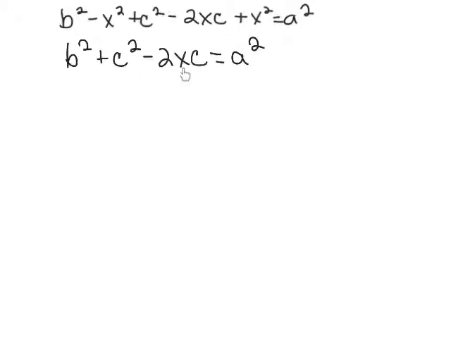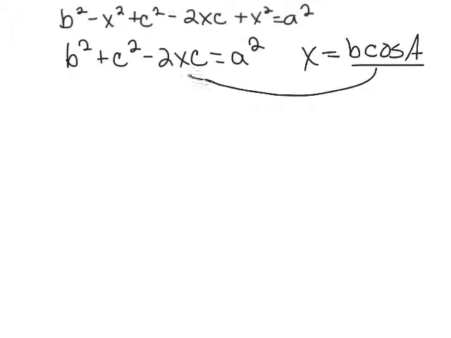I have one more x to try to get rid of. Well, if you think back to what we did in the beginning, the original boxed in x, here's what we had. X is equal to b times the cosine of a. So I'm going to take this expression and replace it in there, and it should start looking like the law of cosines.